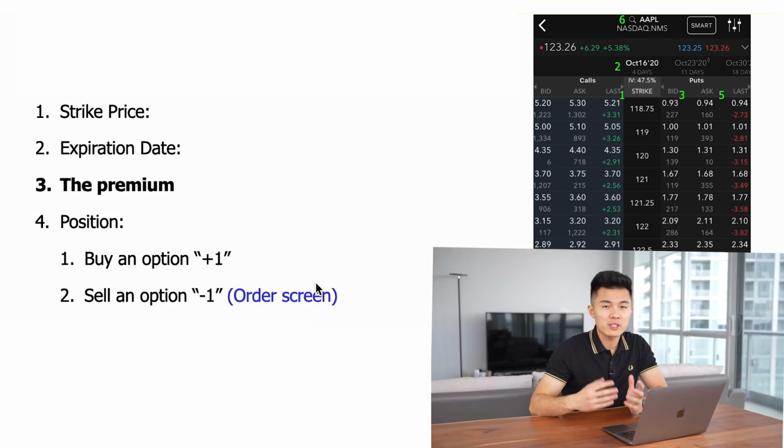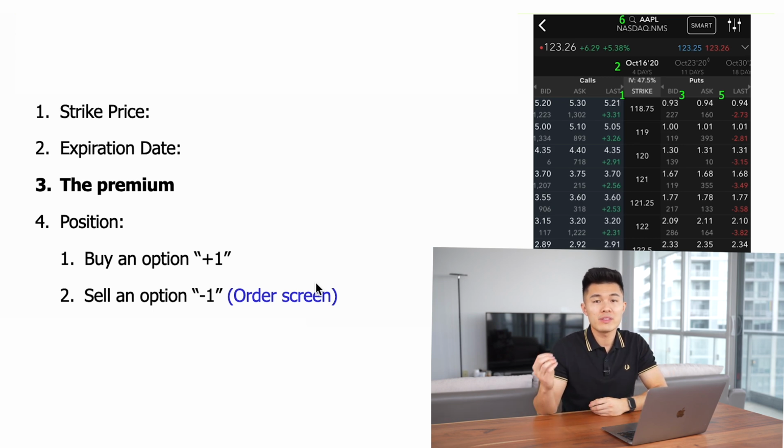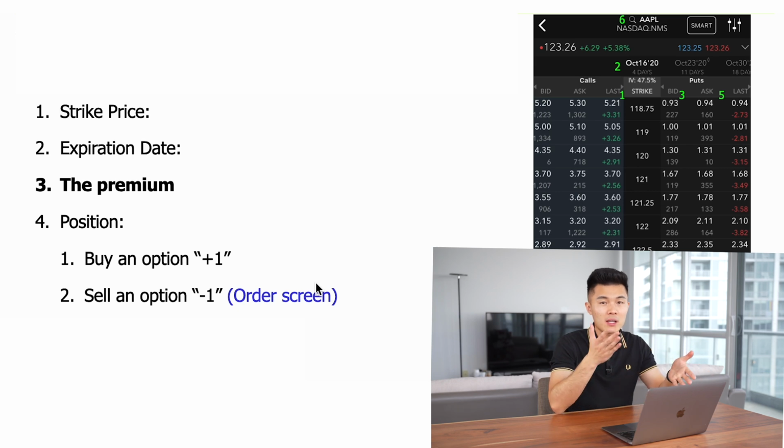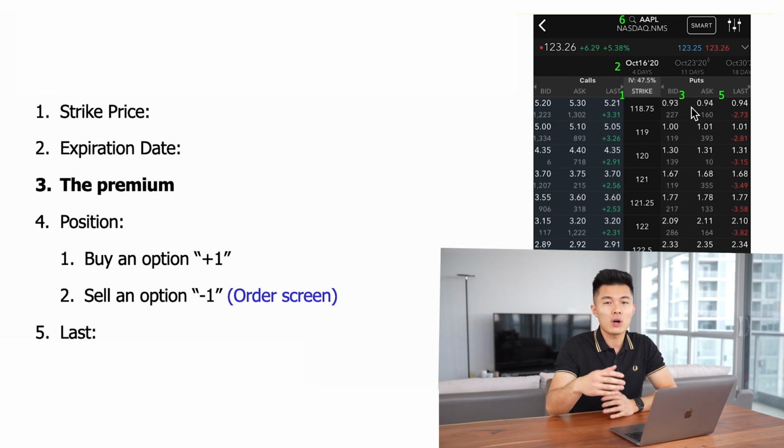Now, number 4 is the position. You don't see it on the screenshot because once you make the trade, you will see a positive one or a negative one on your position. When you're buying an option, whether you are buying a put option or a call option, it's going to show up as a +1 on the position. Now, if you're selling an option, whether it's selling a put option or a call option, it's going to show up as a -1. And number 5 is called the last.